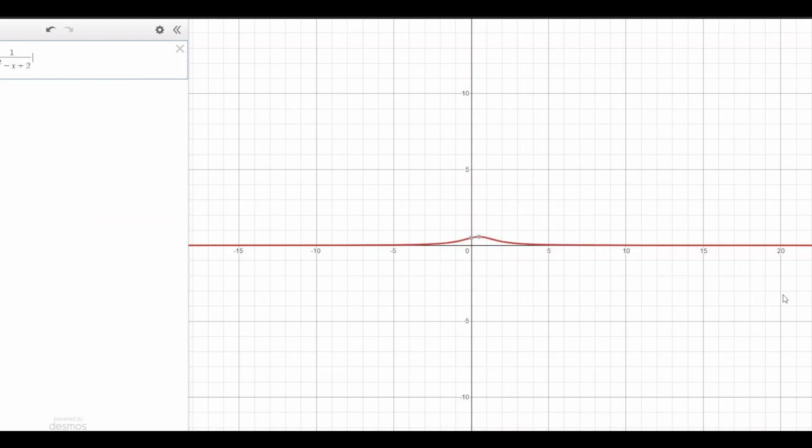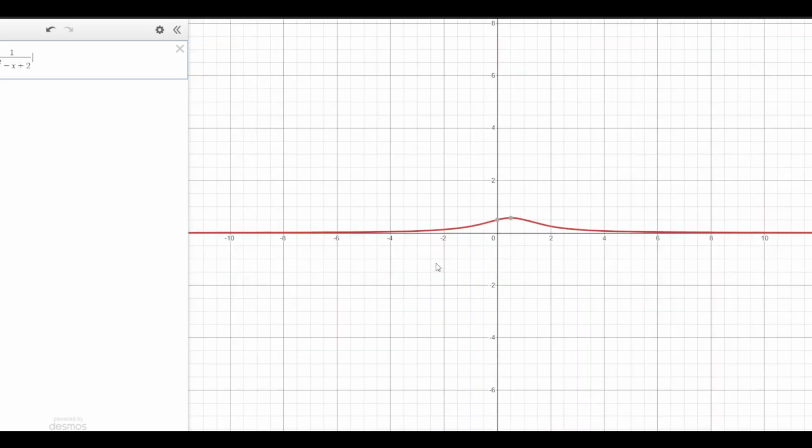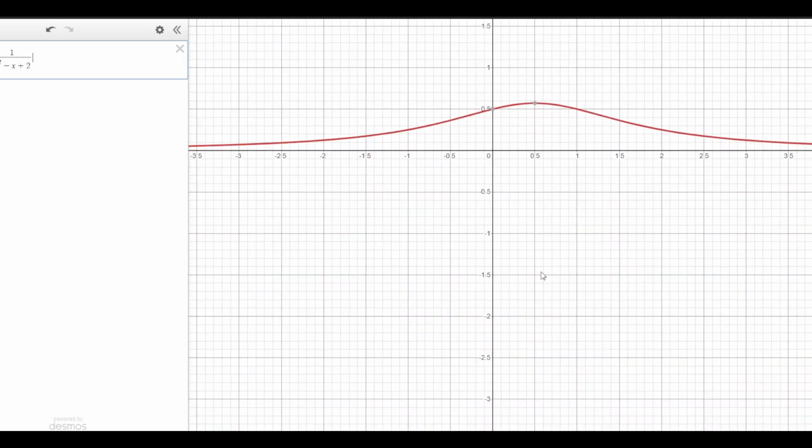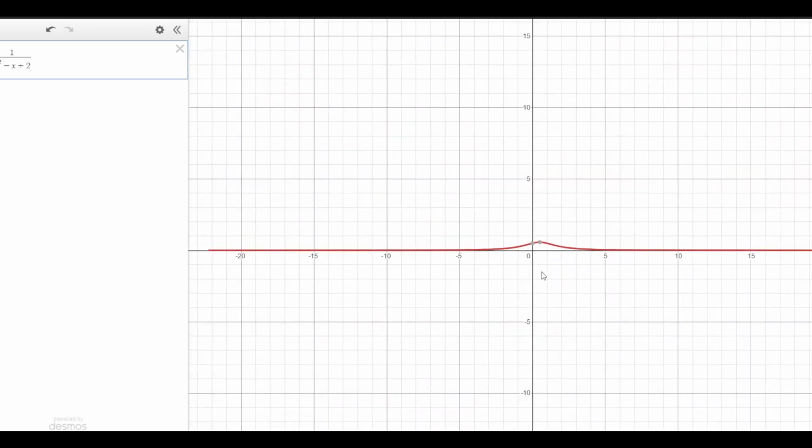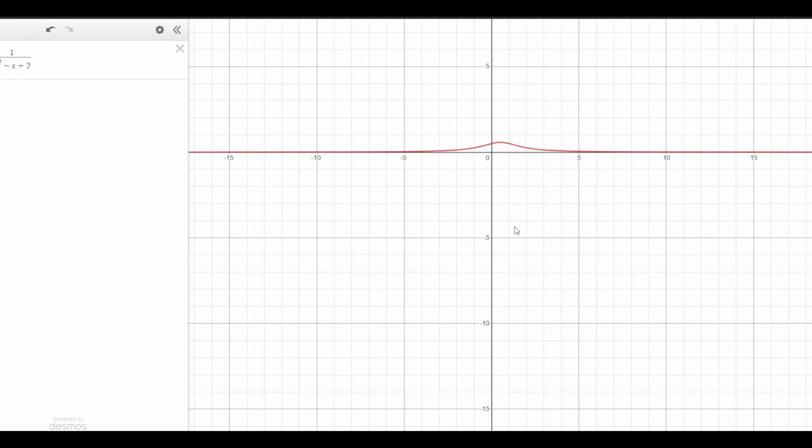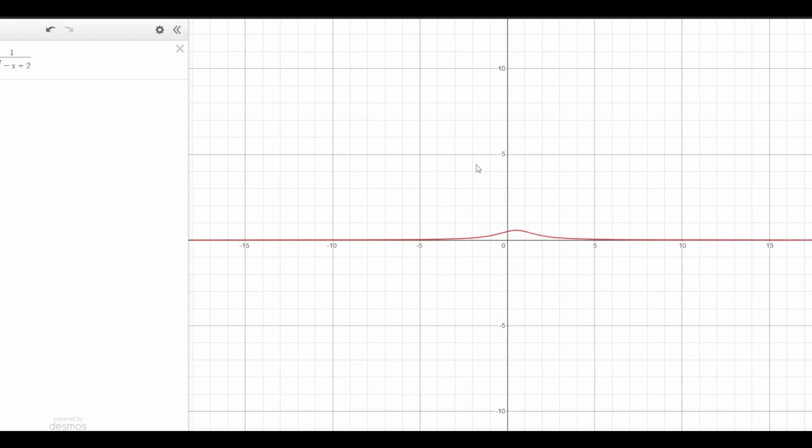Okay, so you can see that we do have a horizontal asymptote here at y equals 0, which we kind of expect because the denominator has a larger exponent than the numerator. And so, yeah, you can see that it is continuous. There's not going to be any sort of break or vertical asymptote or anything like that going on with this graph.